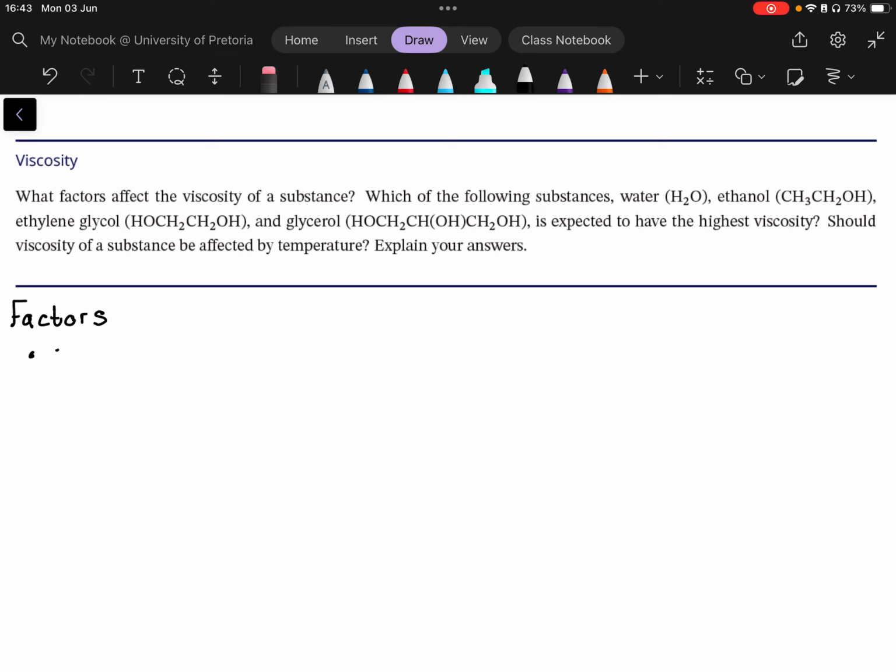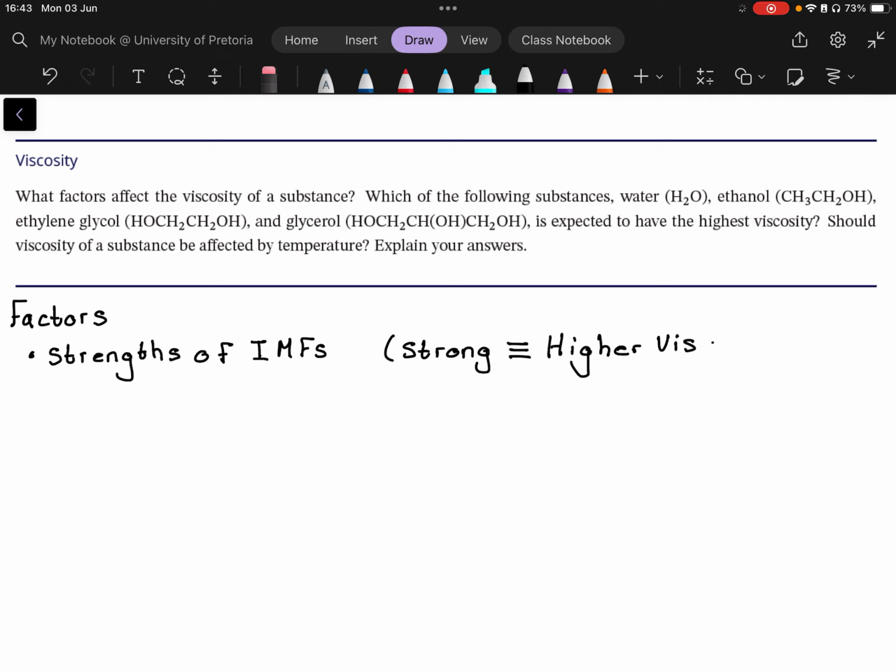The first factor is the strength of your intermolecular forces, and that makes sense. If your molecules are more strongly interacting, stronger intermolecular forces are immediately connected to a higher viscosity. Meaning if they grab onto each other more tightly, then they will have a higher viscosity.